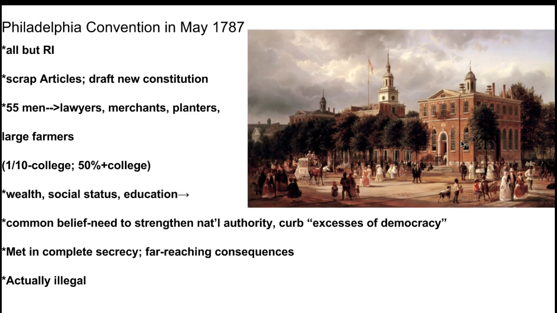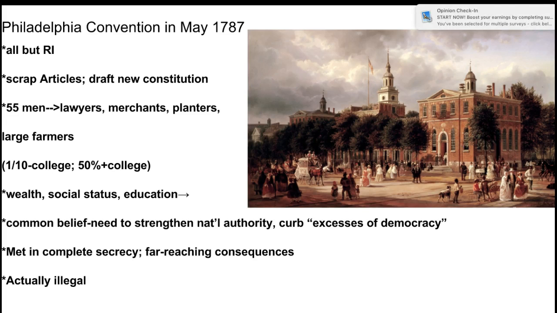So when you say, oh, the government now is so corrupt, they do all these illegal things, no, they started off illegal because they scrapped a document. Think about if Congress went and scrapped a document like that now, the uproar that we would have. So anyway, they draft this new Constitution, 55 men.